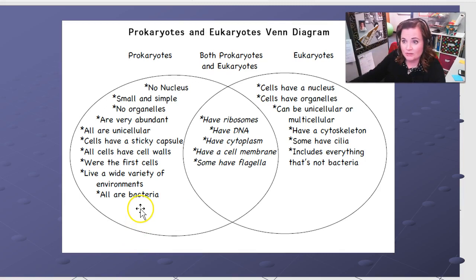Eukaryotes and prokaryotes have many differences, but they also have some similarities. For example, both have ribosomes, both have DNA, both have cytoplasm and a cell membrane, and some have flagella. And of course, the differences are many, probably most importantly that prokaryotes don't have any organelles at all. They are small and simple. All are unicellular, but they are believed to be the first cells that were found on Earth.